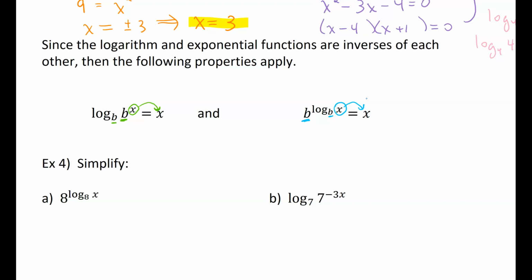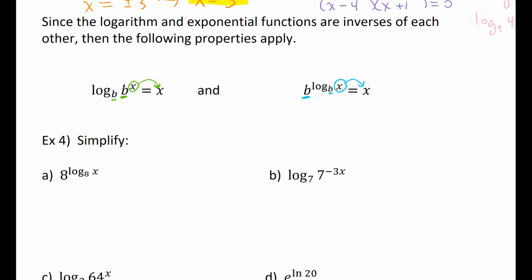So looking at our first example, I have 8 raised to the log base 8 of x. And so again, I want to notice that this base is equal to the base on the log that's in the exponent. Therefore, this term is equal to x, just the argument.